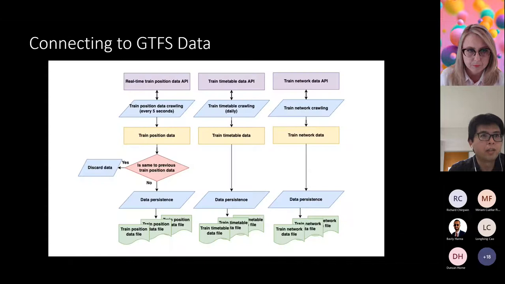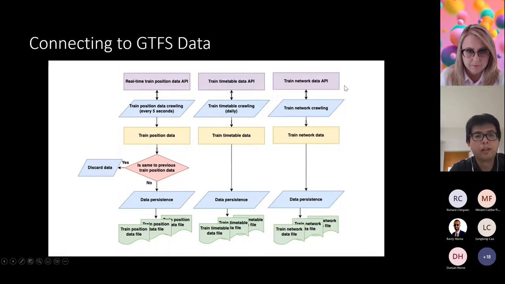And if we move to another slide, this slide shows how the system connects to the data source, using GTFS data as the example. GTFS stands for General Transit Feed Specification, which defines a common data format for publishing public transport data. So in our system, there are 3 types of GTFS data we need to collect, including real-time train position data, train timetable data, and the train network data.